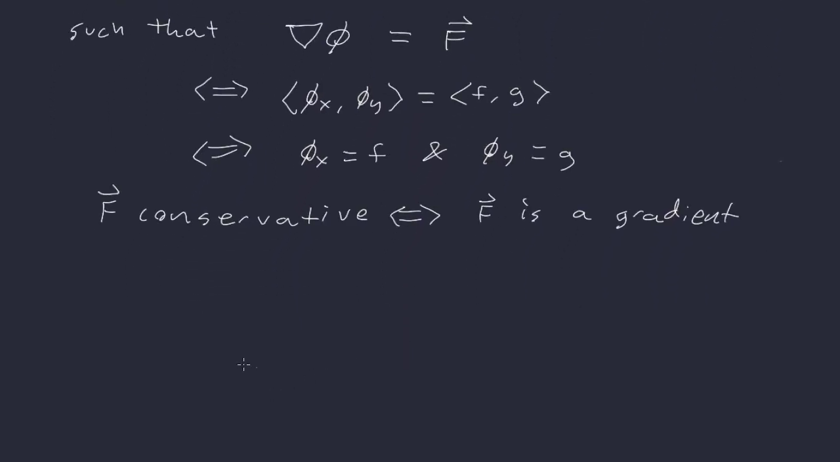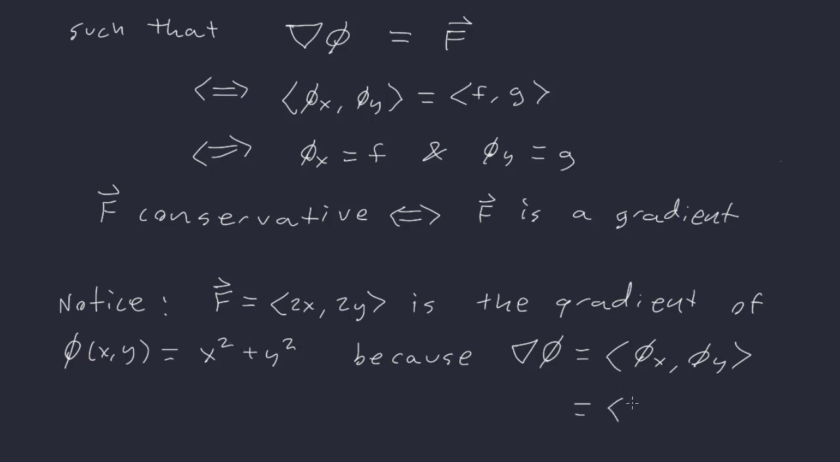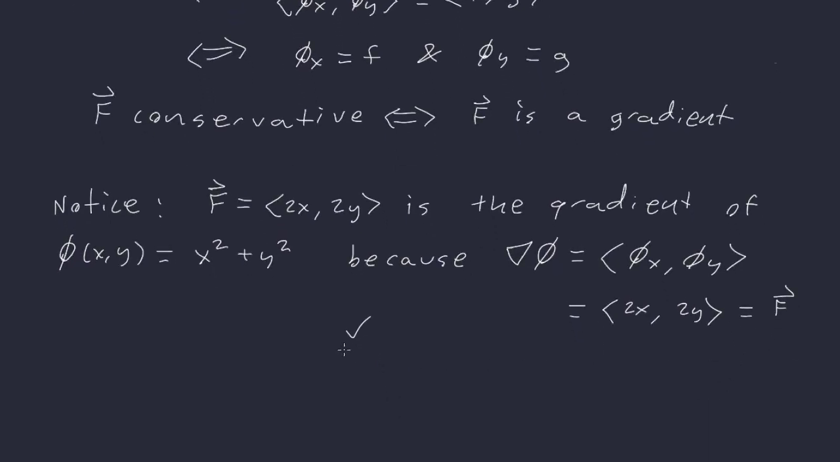Okay, so here's an example we've talked about previously. Remember that this vector field, which is 2x comma 2y, is the gradient of this function here, phi of xy is equal to x squared plus y squared. Right? Because the gradient of phi will be phi sub x comma phi sub y. Well, that's going to be the x derivative of phi, so that will be 2x, and then comma the y derivative of phi, which will be 2y, and that is our capital F. Okay, so capital F is conservative.